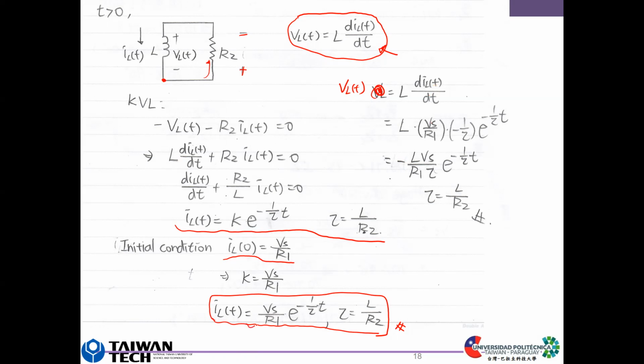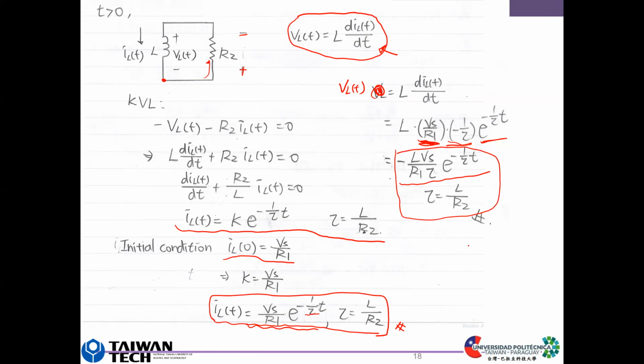Since IL equals this, we keep this the same, and then we put the power down here. It's minus 1 over tau, and then this exponential term remains the same. So this is what we have here, and tau equals L over R2. So this is our solution.